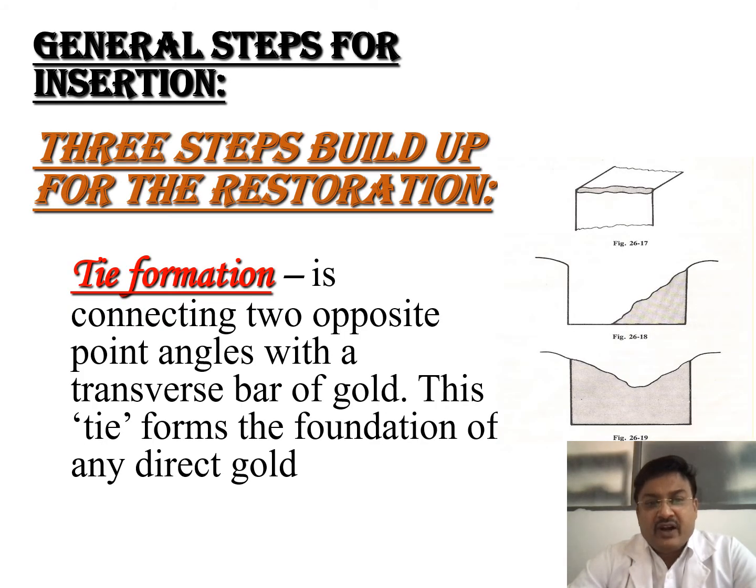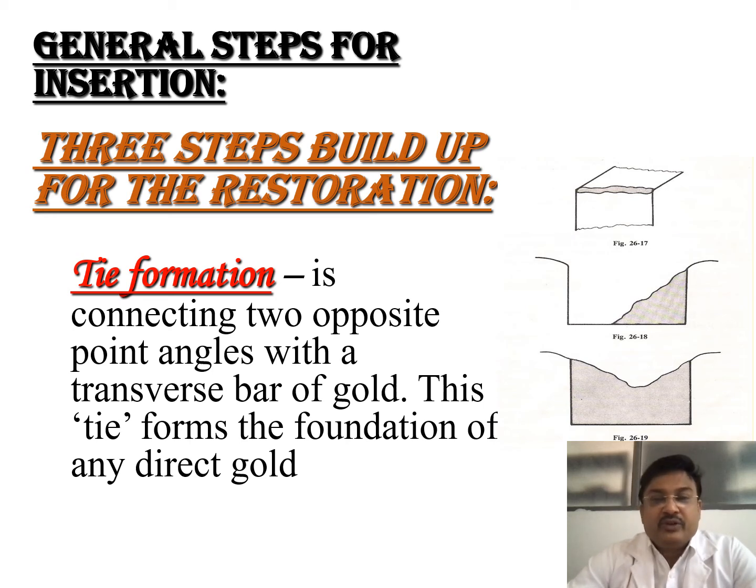The general steps for insertion: three steps are built up for the restoration. The tie formation is the connecting of two opposite point angles with a transverse bar of gold. This tie forms the foundation of any direct gold. You can see the pictures where the tie is formed.